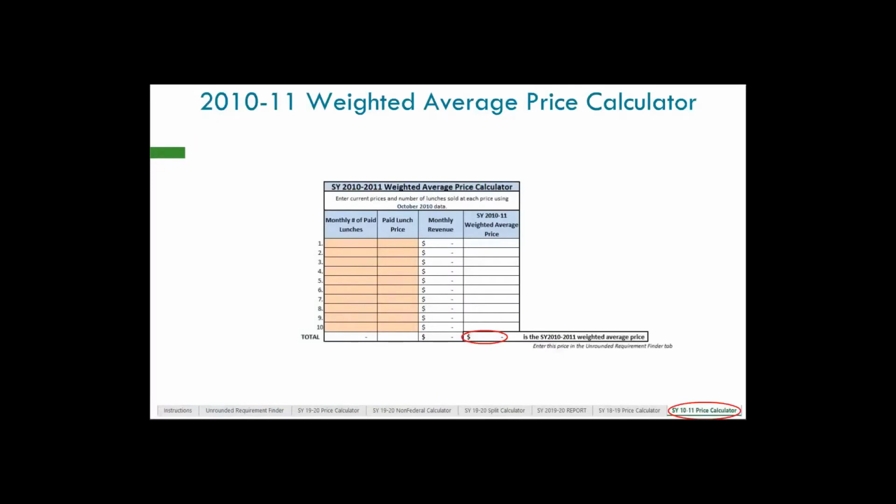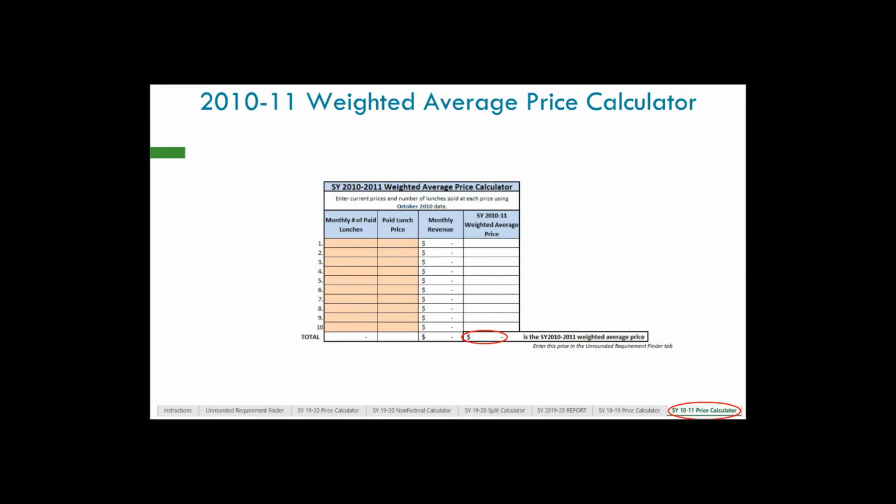Once that link is clicked, it will bring you all the way to the school year 2010-11 price calculator. Once that link is selected, you will need to enter in your school year 2010-11 weighted average price data. Specifically for this data, you will need to use October 2010 data. So what is required is that you put in your October monthly number of paid lunches into boxes 1 through 10. If you have multiple buildings in your district, feel free to input that information into separate lines with boxes 1 through 10. If you only have one building in your district, then you would only need to complete line 1.